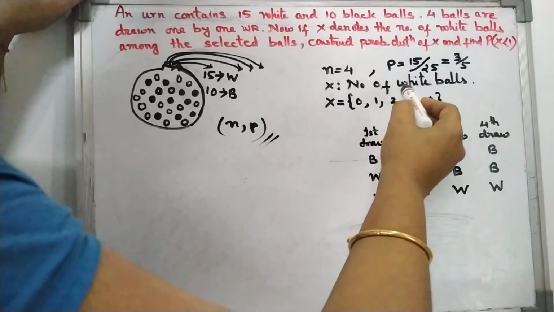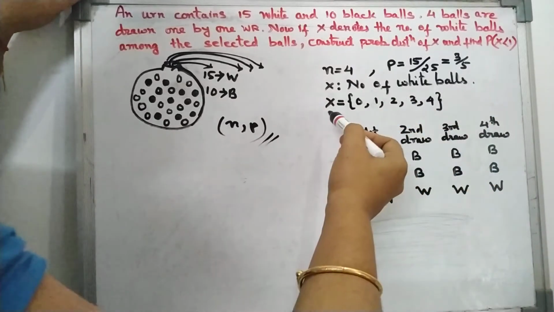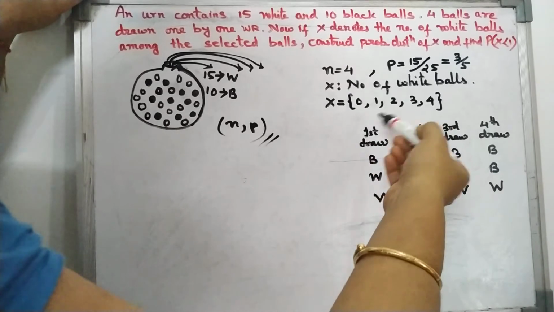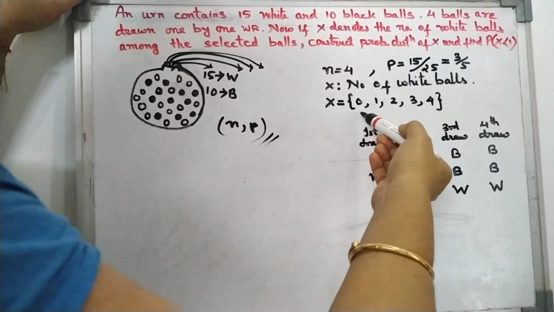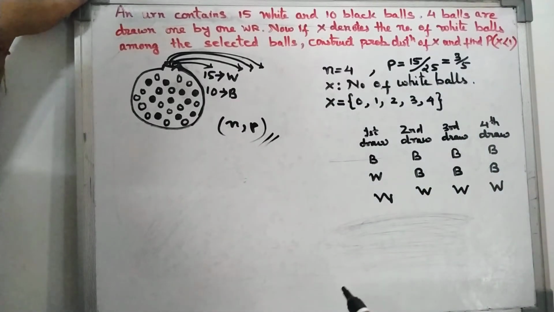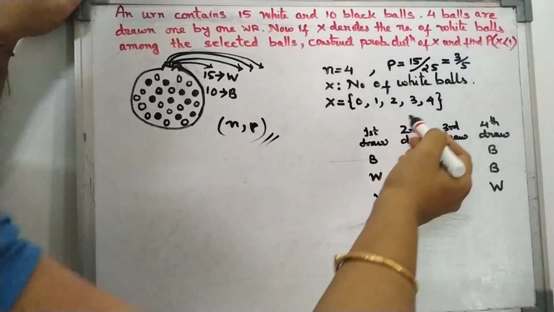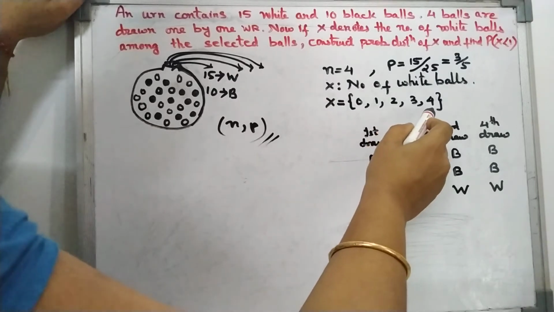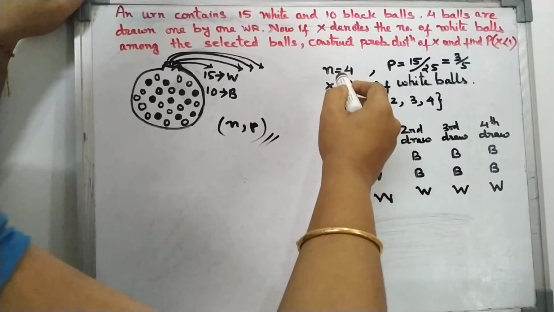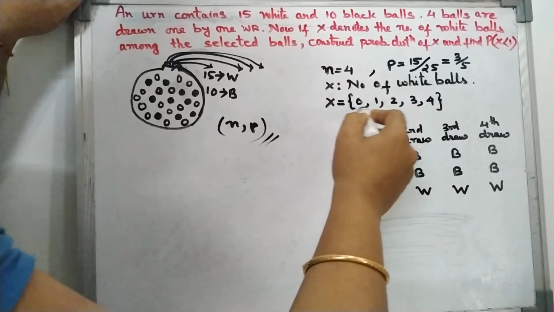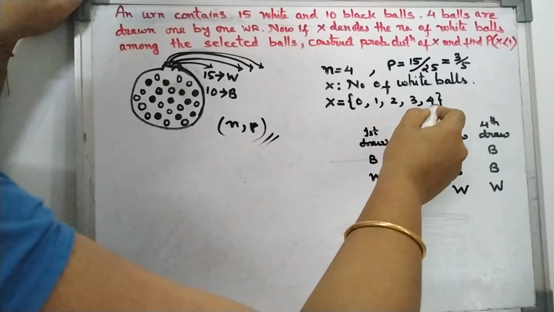Whenever we define x as the number of white balls, we must write the x values, all the possible values of x. We need to write this because we find the probability against this, and we need this to prepare the probability distribution table also. Also remember, whatever the value of n, that will be the maximum value of x. Because the experiment is repeated 4 times, the maximum value of success will be 4.